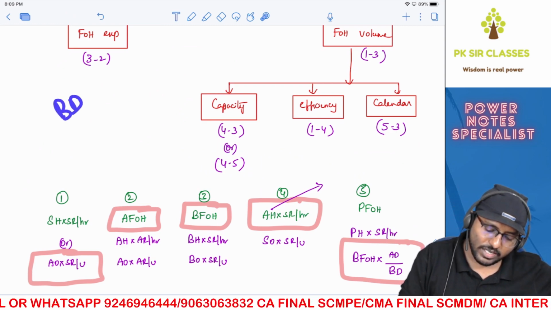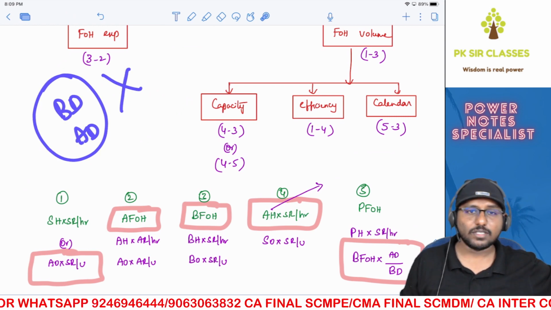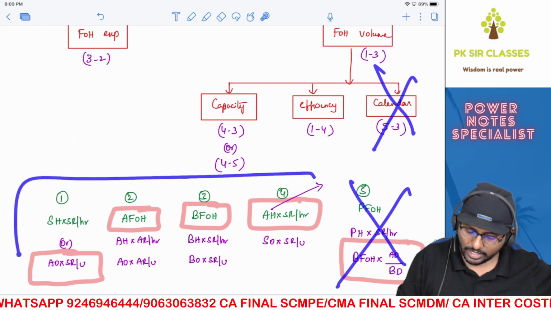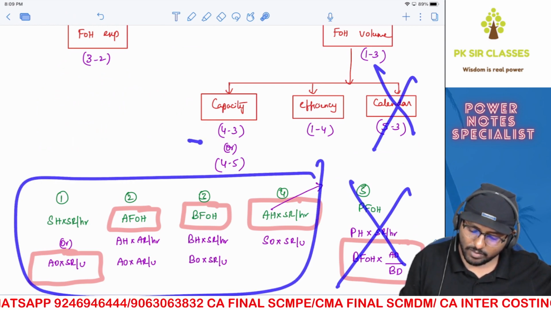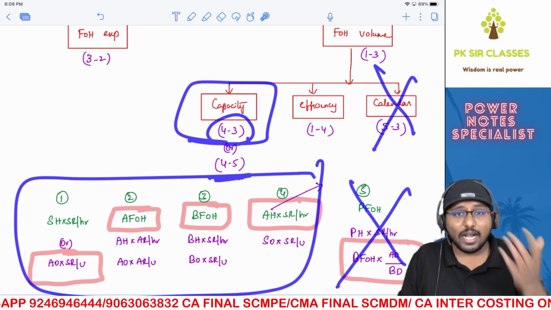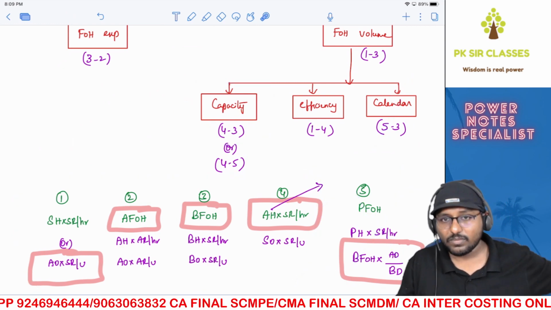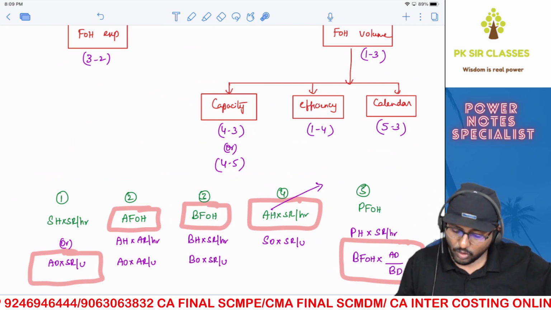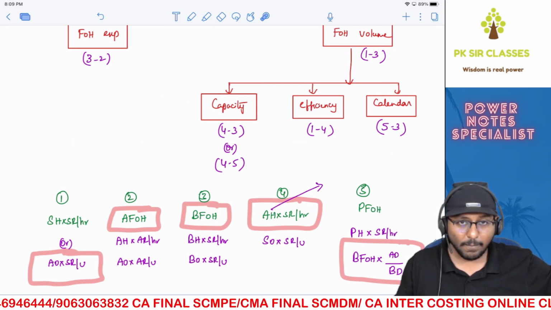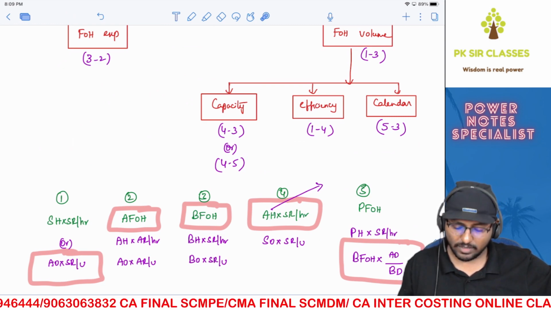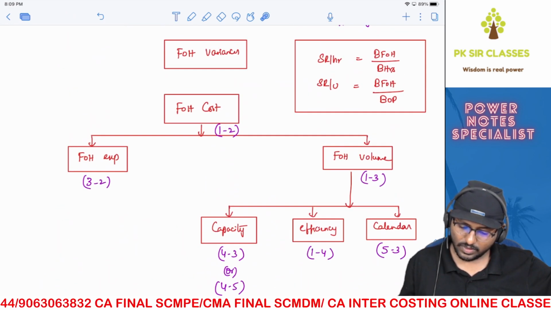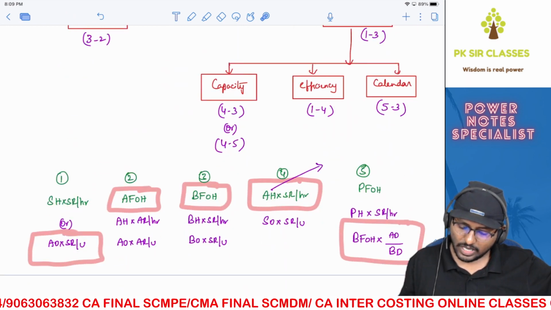Sir, suppose budgeted days and actual days info is not given in the question, sir. In that case, formula 5 will not come. Calendar variance will not come. So you'll get only 4 formulas. Then the formula for capacity will be 4 minus 3 instead of 4 minus 5. Why? Because 4 minus 5 I can't apply because 5 is not there. Are you able to understand? 4 minus 5 you can't apply. Why? Because 5 is not there. You got this? I hope this is clear, right? Yes. Chalo. So that's the logic over here.